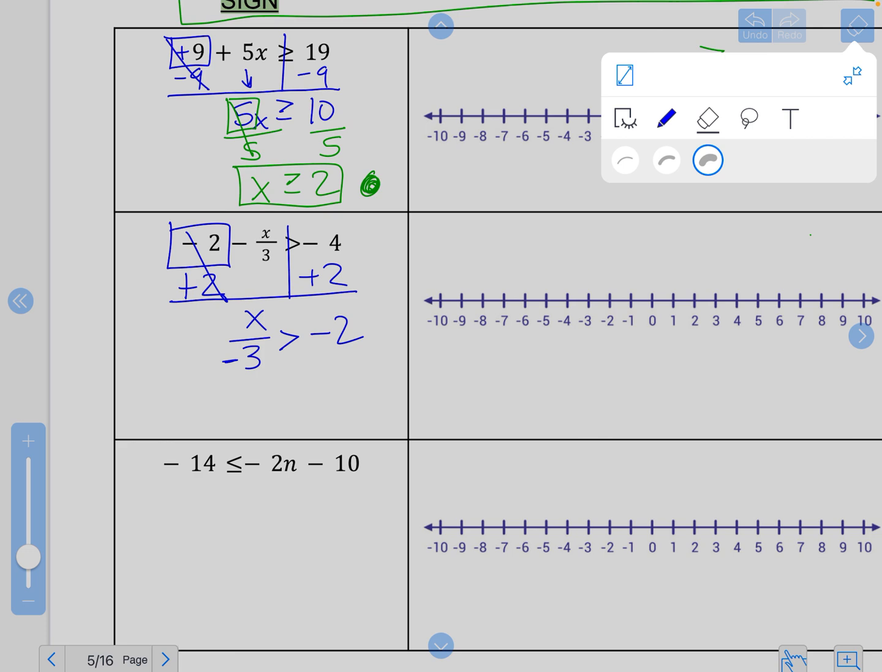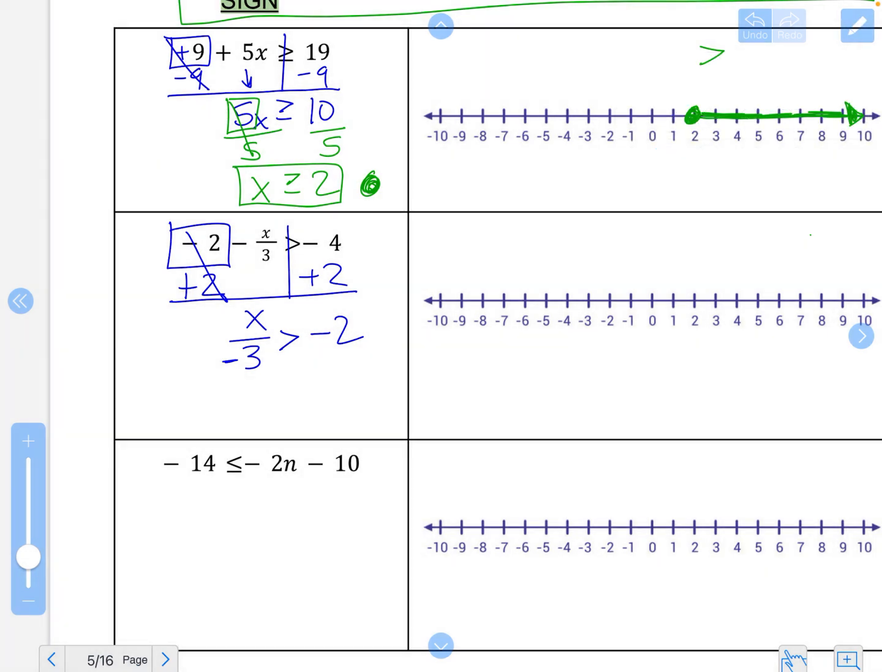So that little line in the problem tells me that it's dividing. So the opposite of dividing is to multiply. So I'm going to multiply both sides by negative 3. And we said if we multiply or divide by a negative number, we have to flip the sign. So instead of greater than, it's going to be less than.